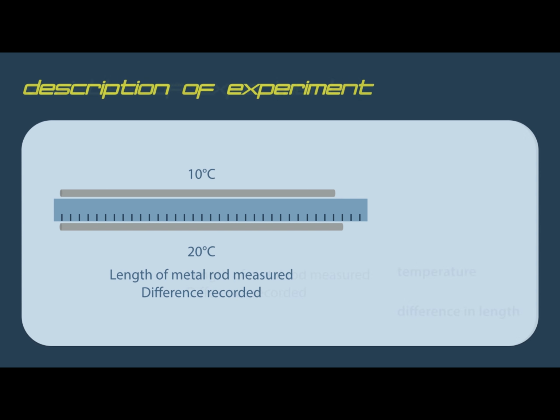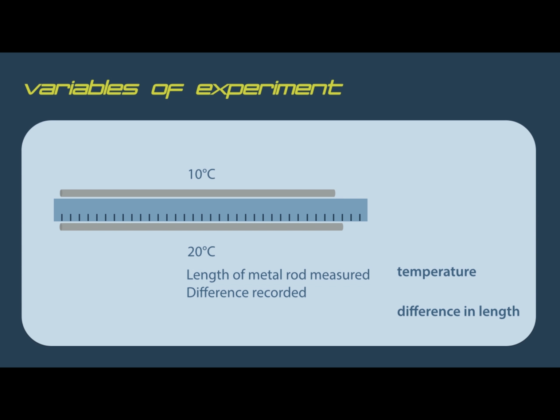By now, it should be obvious that we have some variables. The independent variable is the temperature of the metal rod, and the dependent variable is the expansion that's happened, that is the difference in the length between the new temperature and the temperature at 10 degrees C.